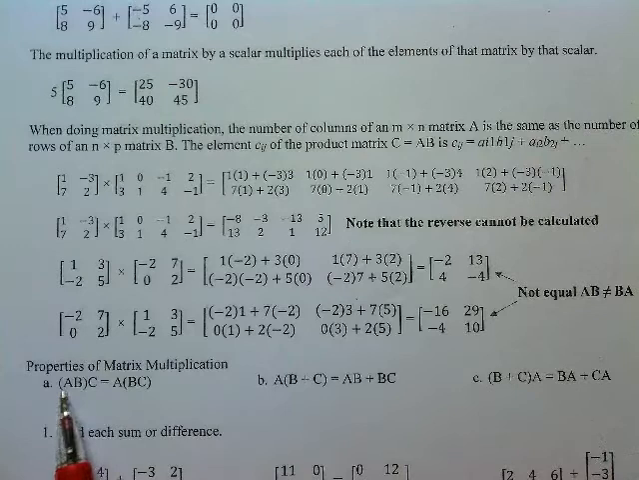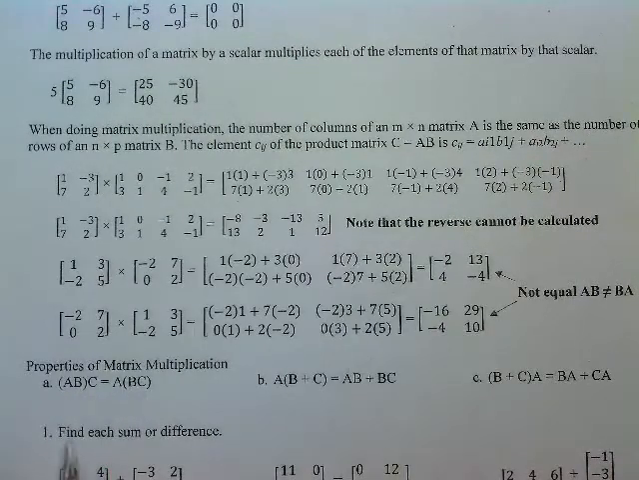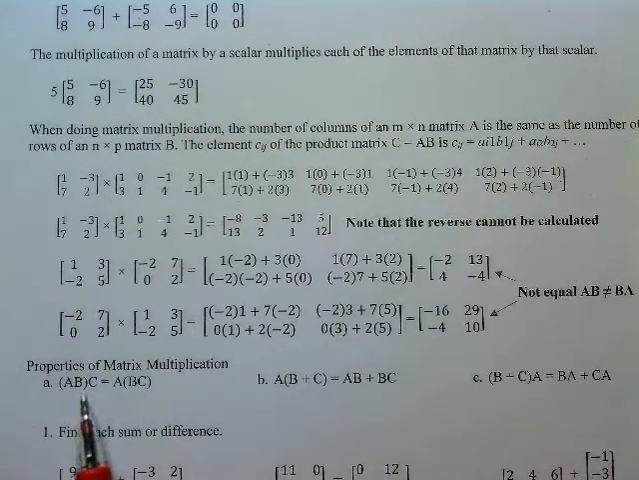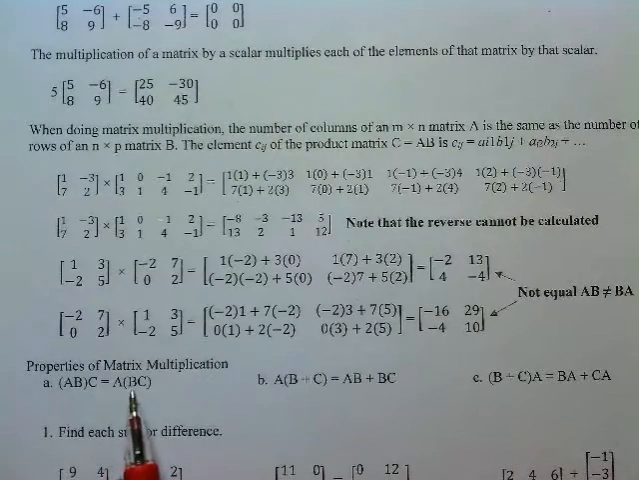All right, some properties of matrix multiplication. As long as the letters remain in the same order, it doesn't matter whether you do AB then times C, or you first do B and C multiplied and then do A times that product.